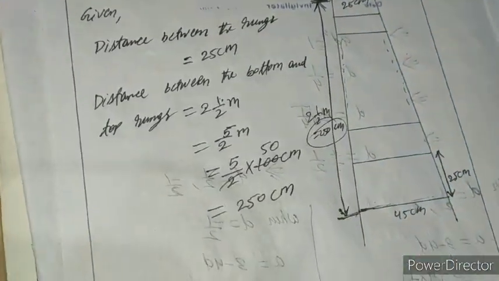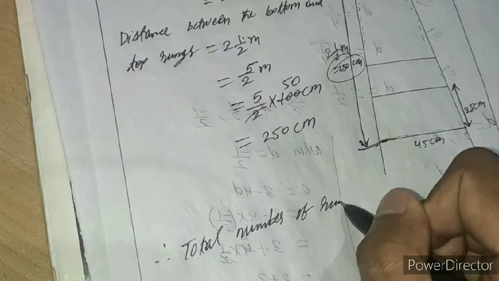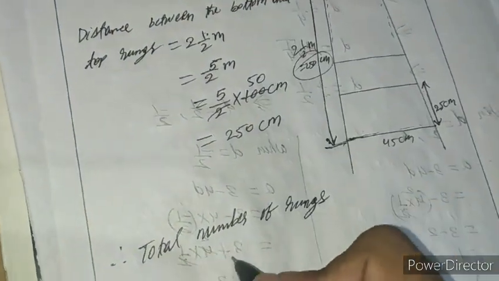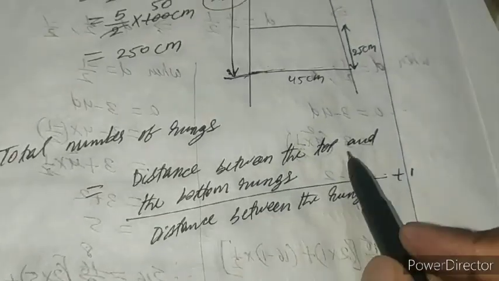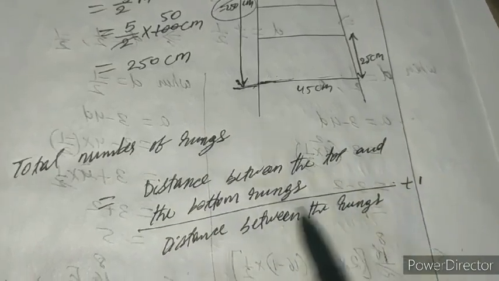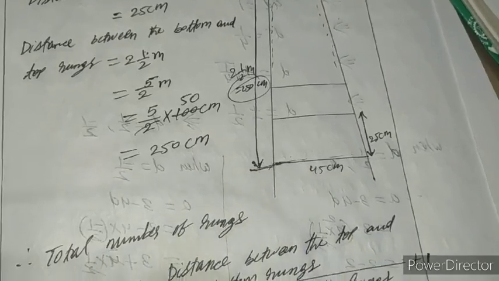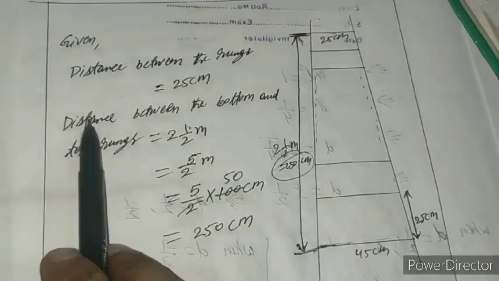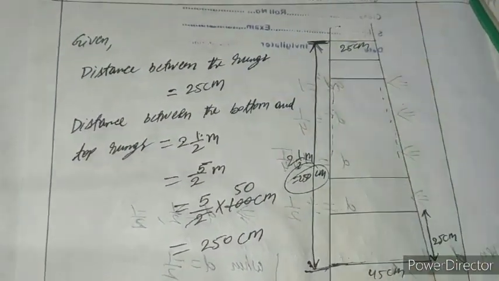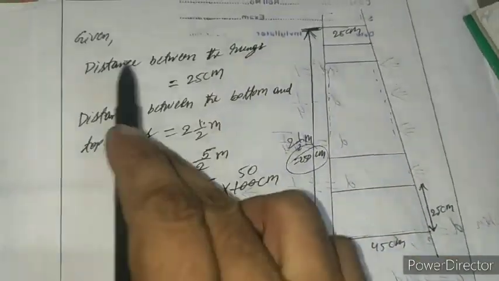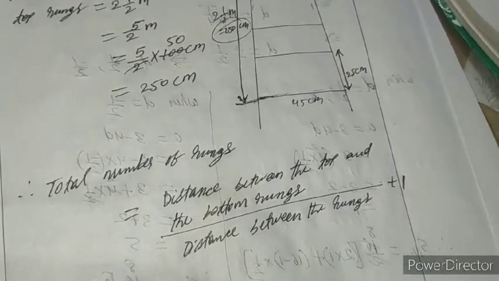So therefore, total number of rungs, note down this formula: distance between the top and the bottom rungs divided by distance between the rungs, plus 1. The distance between the top and bottom rungs is this one, right? And the distance between the rungs is this, so that is 250 by 25 plus 1.